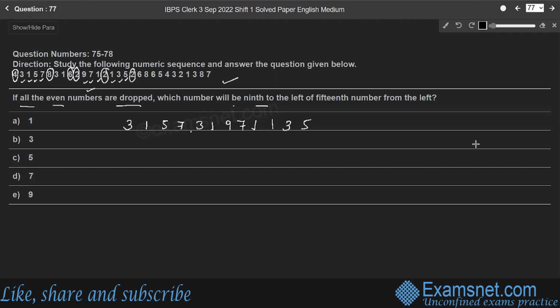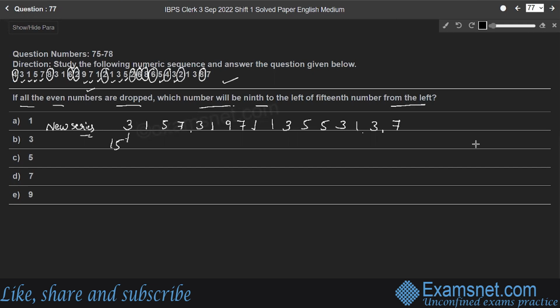Again 2, 6 and 8 are even numbers. Again 6 is also an even number. 5, and 4 is an even number. 3, 2 is an even number. Next is 1, 3, 8 is an even number. And the last number is 7. Right? If all even numbers are dropped, the new series becomes like this. Then which number will be 9th to the left of 15th number from the left?